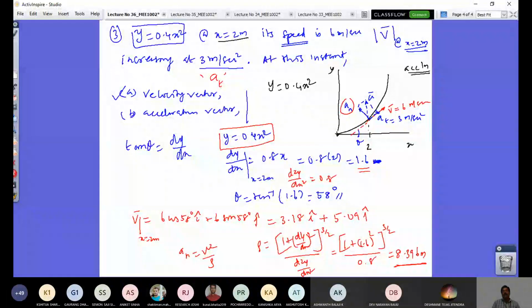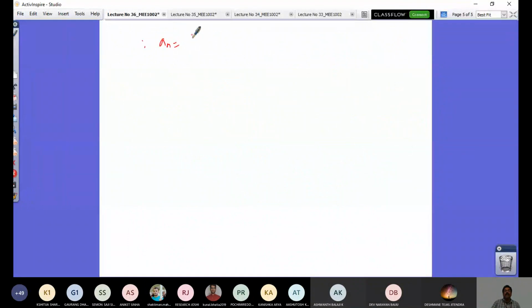So now I know what is my AN, right? I got my AN. Therefore, AN is V square, so 6 squared by 8.396. That's going to be 4.2876, so let me rewrite that as 4.288 meters per second square. Look at the unit, we have to be very careful. It's acceleration.